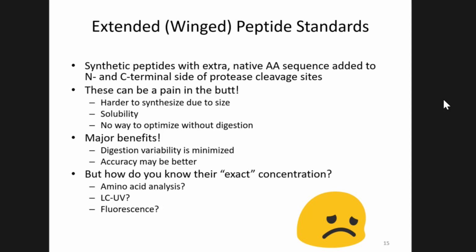These are harder to synthesize. They're bigger, so they're potentially less soluble. And you can't just take the peptide and infuse it on the mass spectrometer, run MALDI on it, because it's not the tryptic peptide. It won't behave the same way as your analyte. So from that standpoint, they're challenging to work with. And so we were looking at other ways, like how do you know their exact concentration? Again, amino acid analysis is the best. LCUV is possible, but again, do you have to digest it first? How do you know it's digesting to completion if you don't know its initial concentration, and all these details?